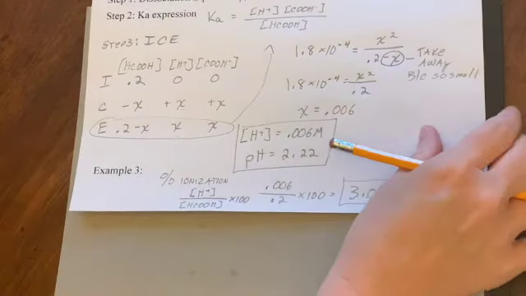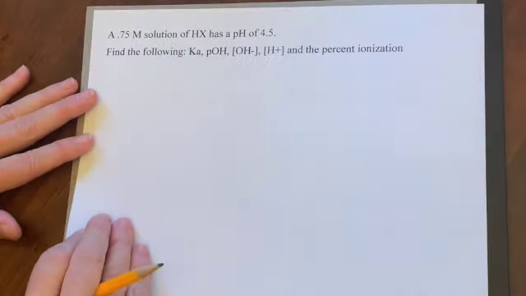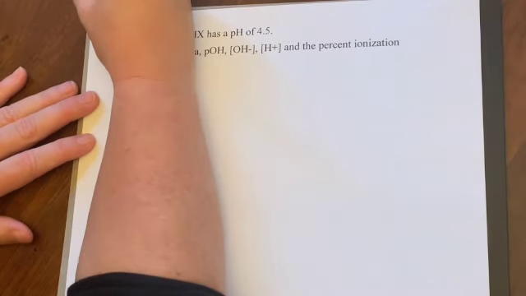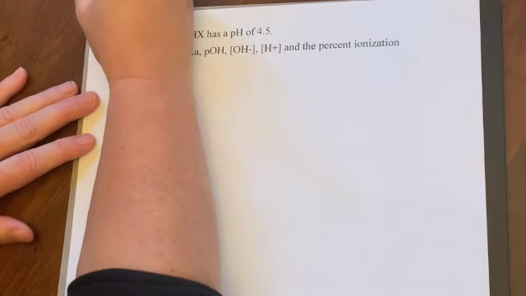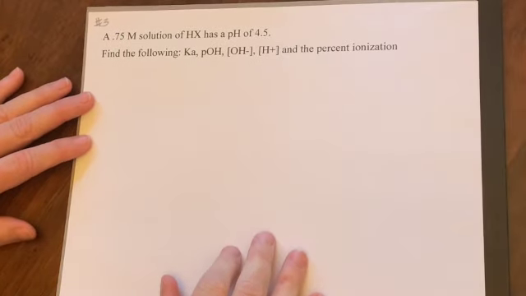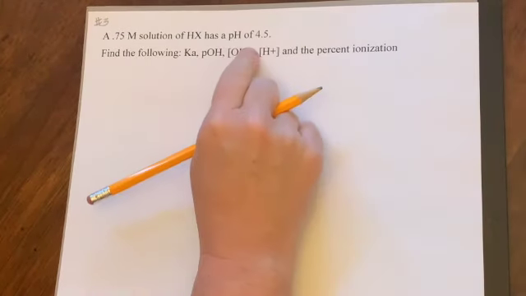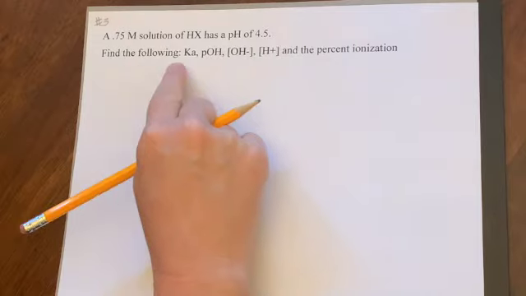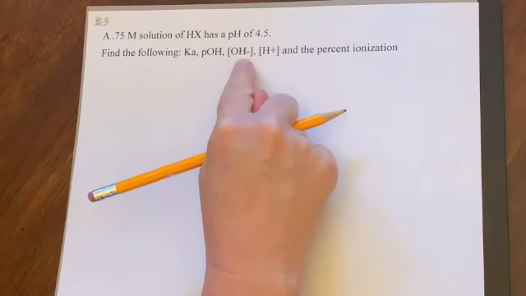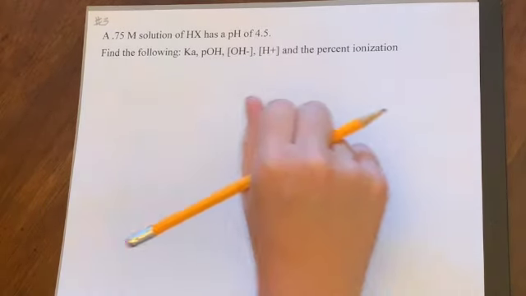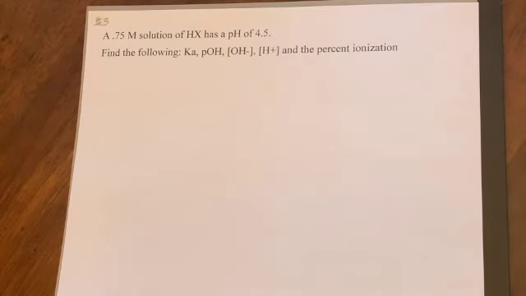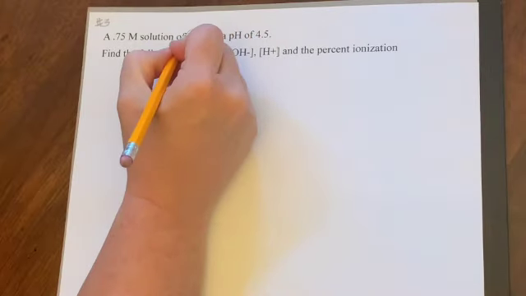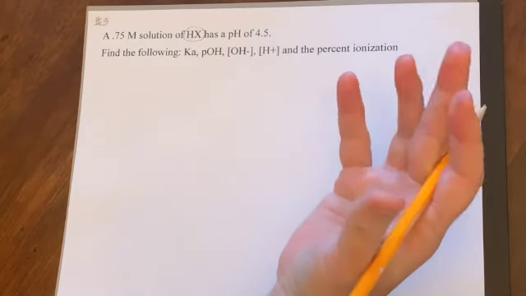Okay. All right, so finally, example number 3. A 0.75 molar solution of HX has a pH of 4.5. Find the following: Ka, pOH, hydroxide ion, hydrogen ion, and percent ionization. Woo, you've got a lot going on there. All right, you're going to notice I use this HX a lot. That just is kind of a generic weak acid.